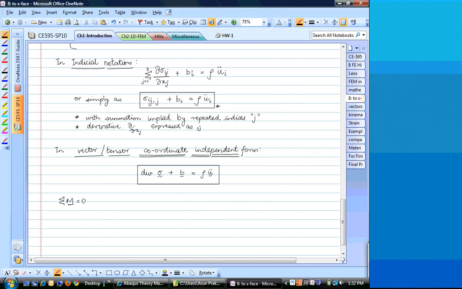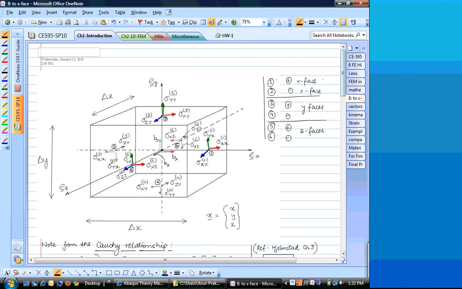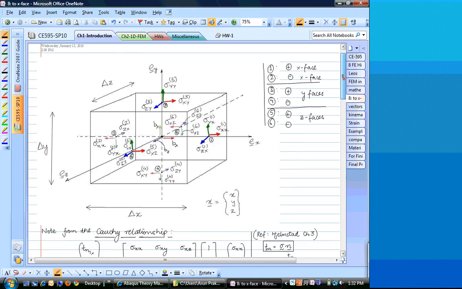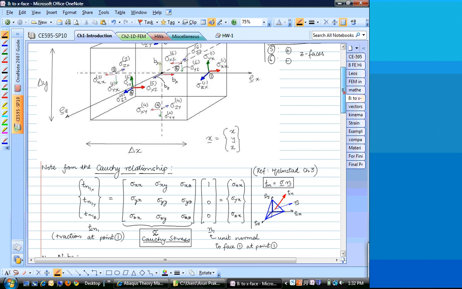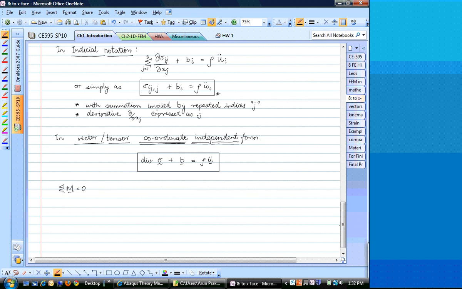What equation do I get when I say that sum of the moments about all the three directions, x, y, and z, has to be 0? Does anybody remember what equation you would get? Right, so that just says that the Cauchy stress is symmetric. And your number of unknowns gets reduced from 9 to 6. So yeah, these are the equations that we are going to be solving.